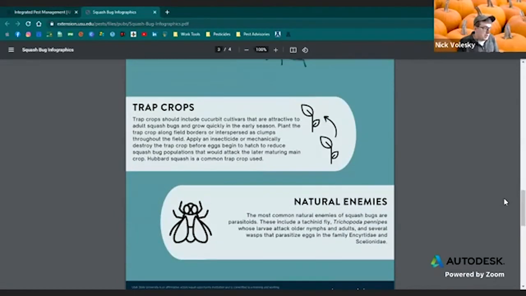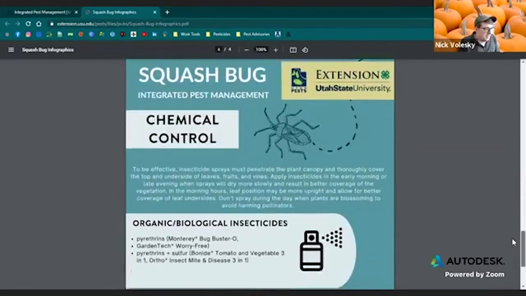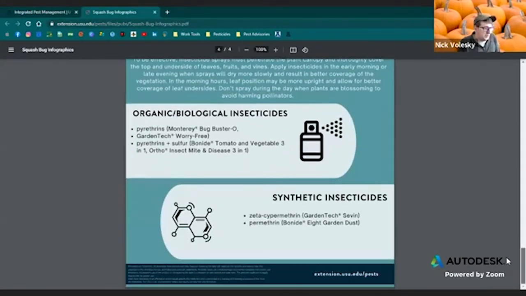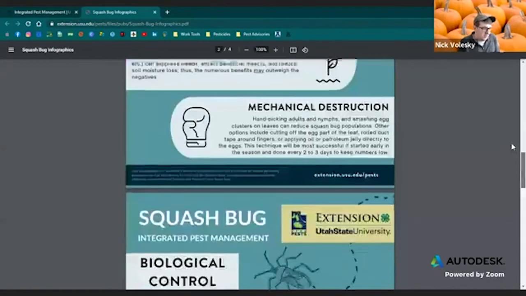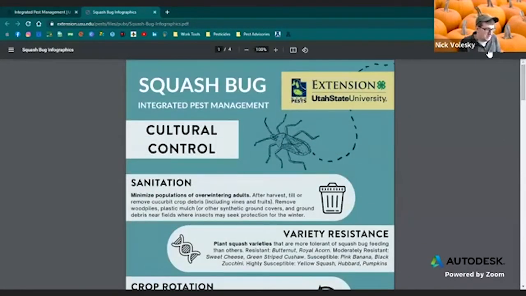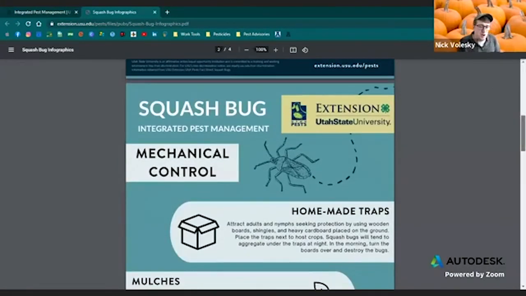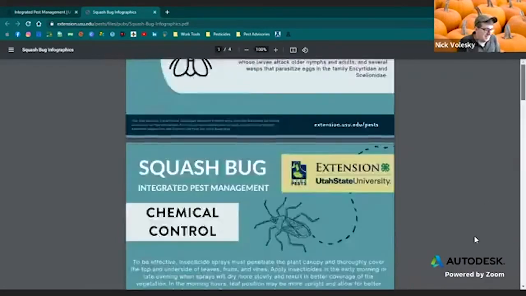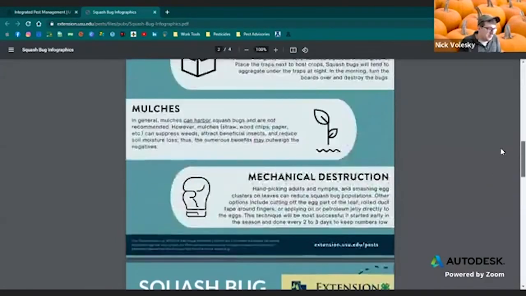And then different biological control methods. Some growers will use trap crops, and they'll encourage that one species of tachinid fly that parasitizes squash bugs. And then of course, there are some chemical control options as well. So I'll link this guide in the chat for you guys to print out and study some more. We made this just because squash bugs are a huge problem that a lot of people see, and we think it'll be very helpful for people when they're controlling their squash bugs. Okay, let me go back.